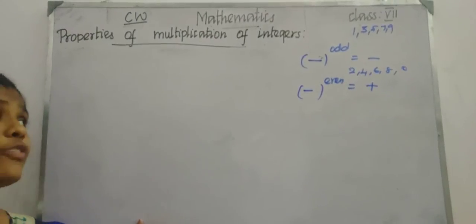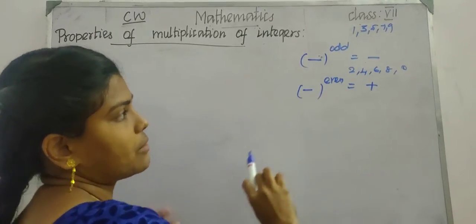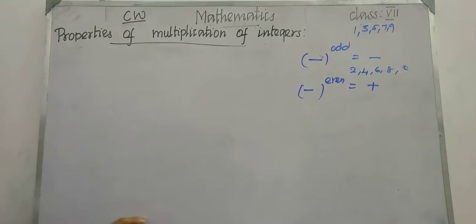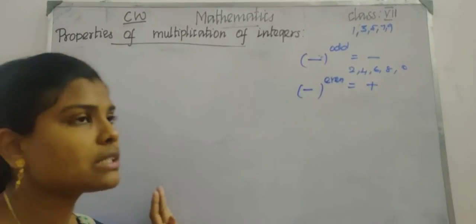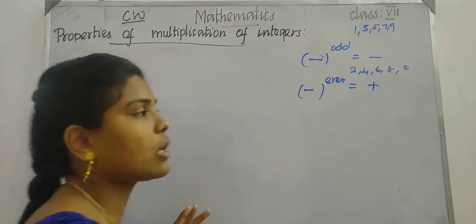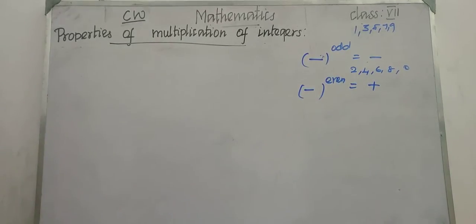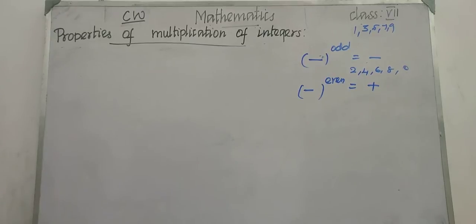So if you are multiplying minus for 3 times, you will get negative sign. If you are multiplying minus for 20 times, 20 is an even number, right? 20 has 0 in the ones place, so it is an even number, so you will get the positive integer as the answer. Okay children, is it clear? Very easy, right? Don't forget this.